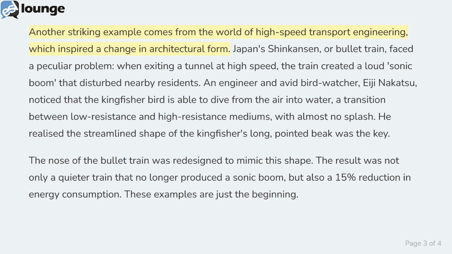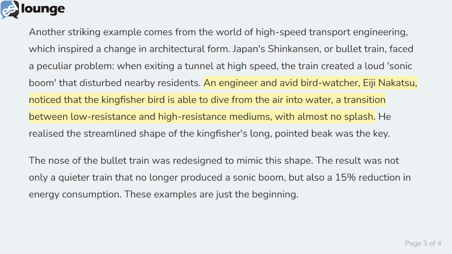Another striking example comes from the world of high-speed transport engineering, which inspired a change in architectural form. Japan's Shinkansen or bullet train faced a peculiar problem. When exiting a tunnel at high speed, the train created a loud, sonic boom that disturbed nearby residents. An engineer and avid birdwatcher, E.G.